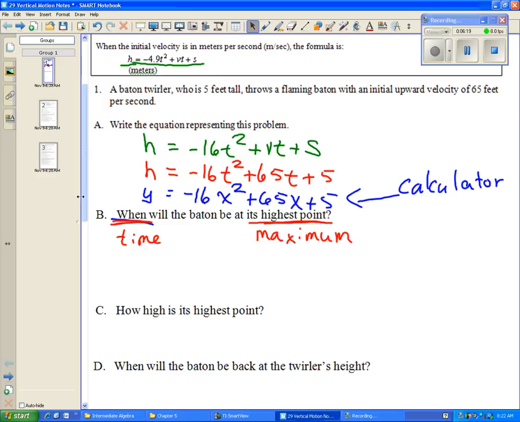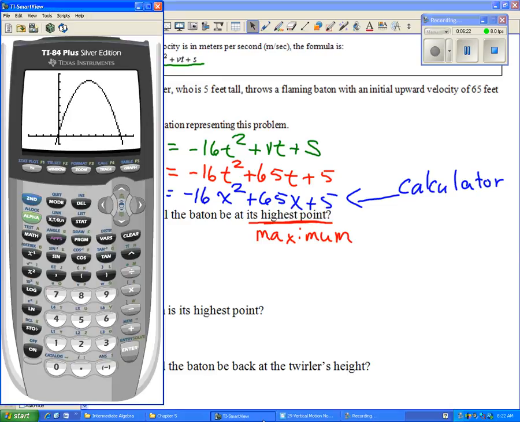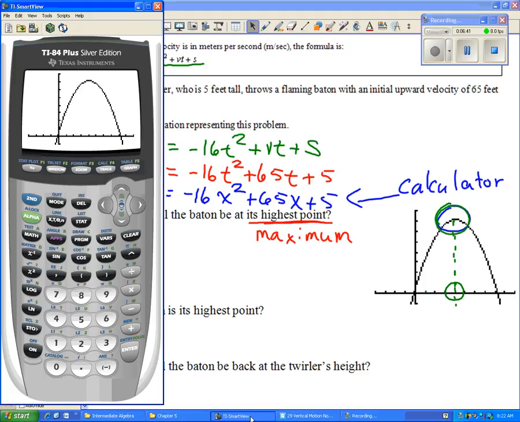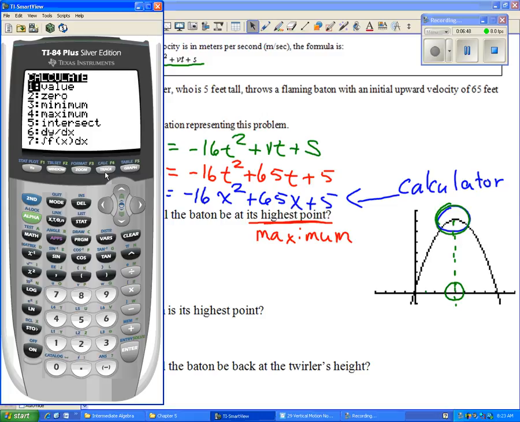So I'm going to bring up my calculator again. I want to find my maximum, and if I look at the graph, remember my maximum is that vertex right up there. I want to know what that time is. So time, again, remember, is going to be x. So it's going to be somewhere in here is going to be my time. I'm going to use the calculator to find this. So I want a maximum. So I'm going to hit second trace to go to the calc. I want maximum number 4, so I'm going to scroll down to number 4.